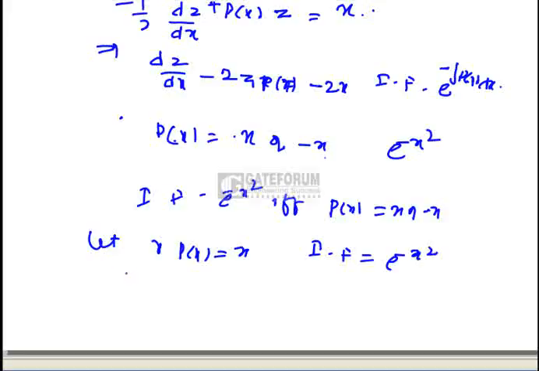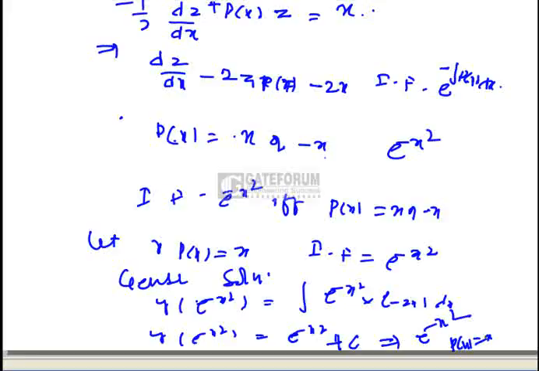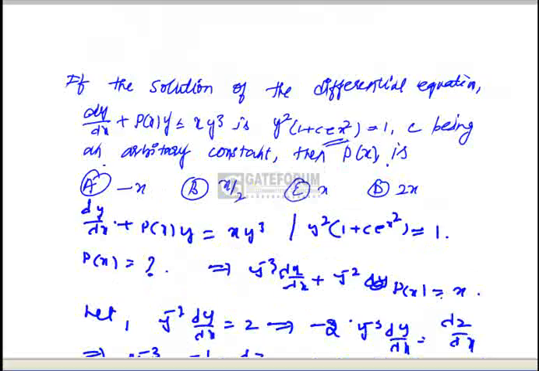Now let us see the general solution. The general solution is y times the integrating factor e^(−x²), which equals the integration of the integrating factor times Q(x), that is −2x dx. If I integrate this, y e^(−x²) equals e^(−x²) plus some c. If we simplify, we get the given solution of the equation. That means the integrating factor is e^(−x²), so p(x) must be x, which is option C.